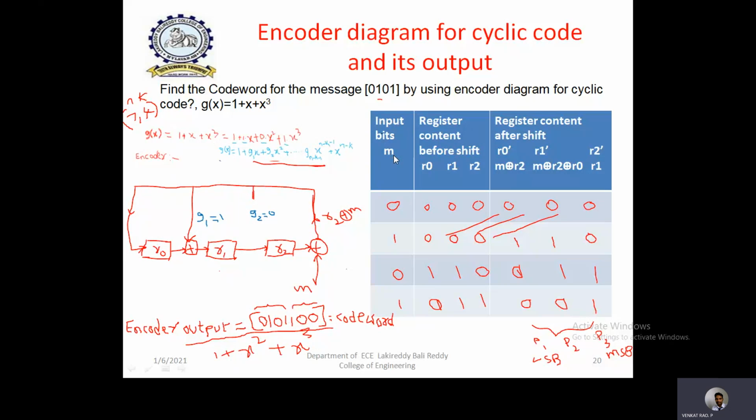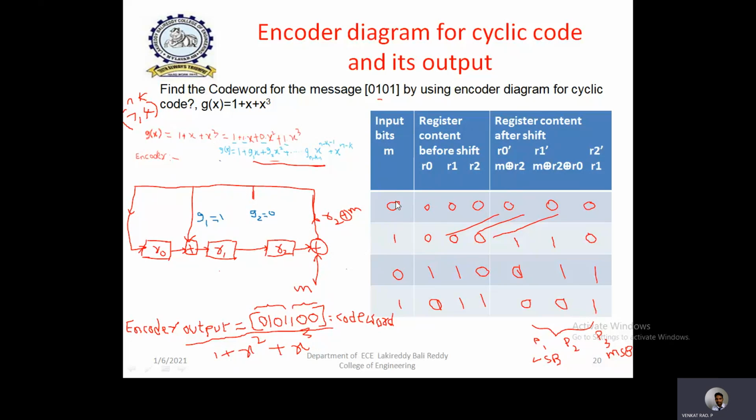Here the input bits, that is M. Based on this tabular notation, we can directly obtain the output code word. Okay. So let us see how it is. So these are the shift register contents before shifting operation, and these are the shift register contents after the shift operations. Okay, like R0, R1, R2. So let us assume initially all the zeros are there in the shift register contents. So whenever we are giving the input, automatically these values are shifted right, and again they will be repeated and shift right, and so on like that. That's why it is called as shift register circuit.